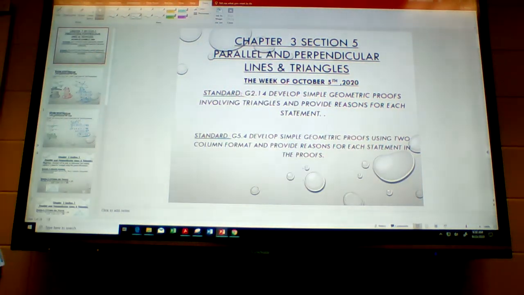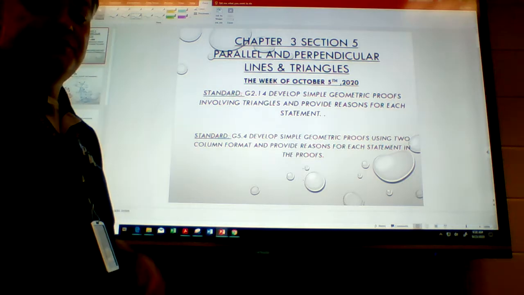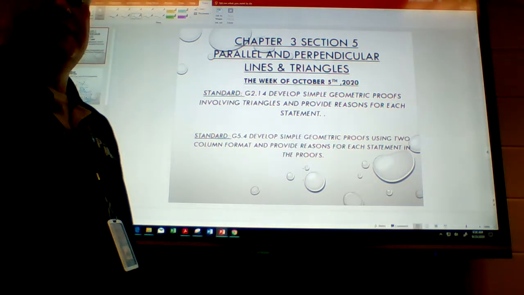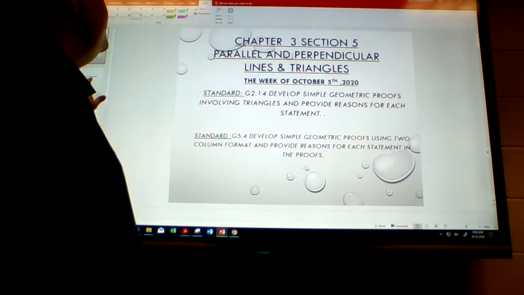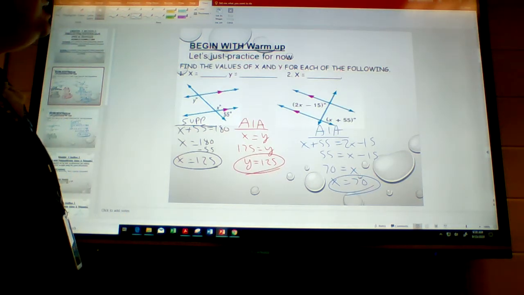All right, we're going to talk about section 3.5. This is the last section in chapter 3 before our test. The test will be just after we get back from fall break. All right. Also, to save some time, I went ahead and did these problems, and I'll talk to you about them real quick.